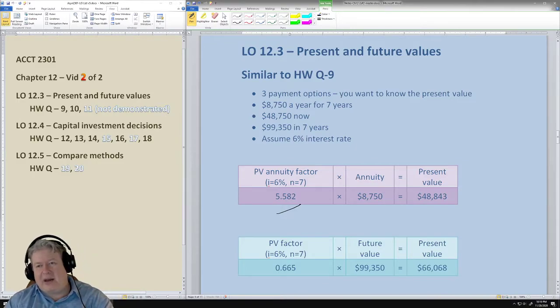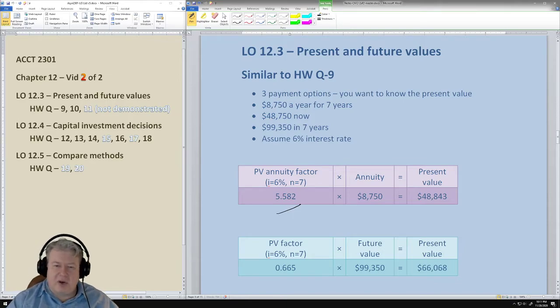And then you can look at your own question, which may be slightly different numbers, but you can get in the habit. So here we've got some question, and I don't remember exactly what the details were, but there were 3 payment options. You want to know the present value, right? So you could have $8,750 a year for 7 years.